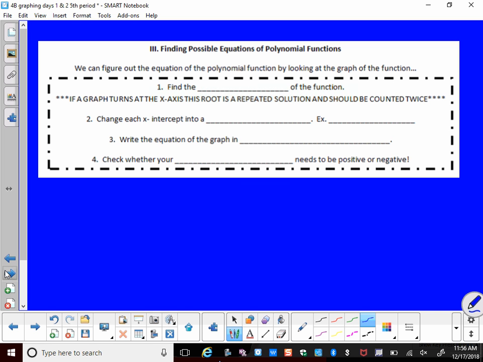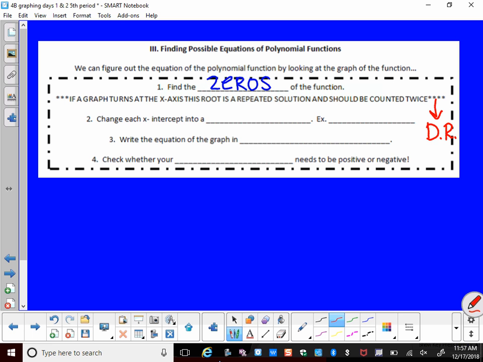All right, here's the third and final part. Once again, this is also nothing new. We've done it before. We can figure out the equation of the polynomial function by looking at the graph of the function. You need to find the zeros of the function. If a graph turns at the x-axis, this root is a repeated solution and should be counted twice. This means double root. That's what we just talked about. Double root is where it looks like it does not go through the line.